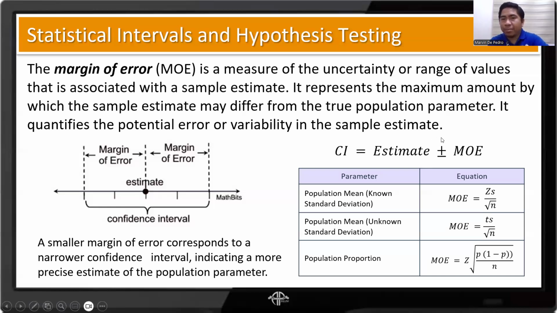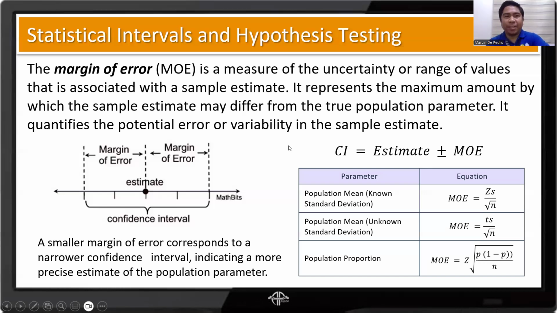For a population mean that has a known standard deviation, we use this formula: the z-score times the standard deviation divided by the square root of n. If we have an unknown standard deviation, then we use the t-score divided by the square root of n. And if we have the population proportion, we can solve for the MOE using this formula. By the way, this is for the given z-score critical value and the given sample size, where P is your population proportion.